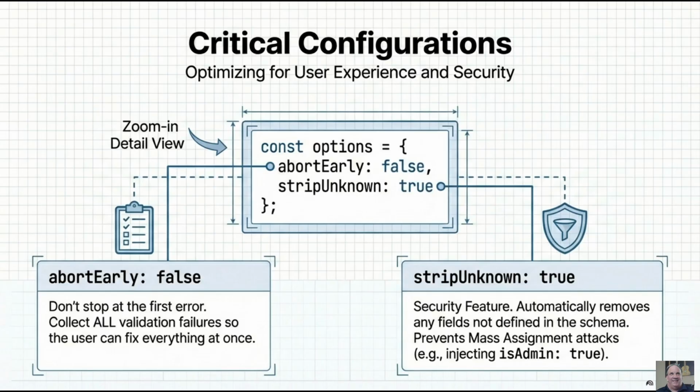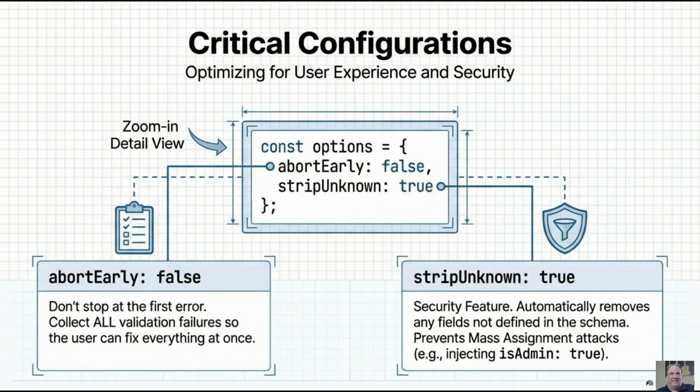Critical configuration. Now let's zoom in on those configuration options because they matter more than you might think. These two settings are doing real work for you. First, abortEarly: false. By default, Joi stops at the first error it finds.